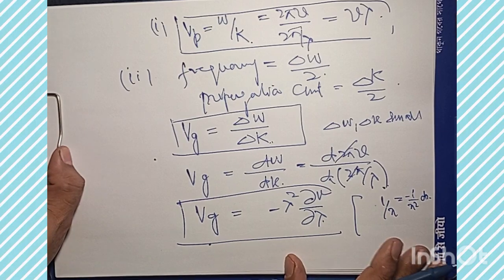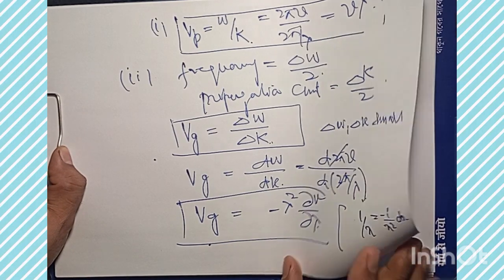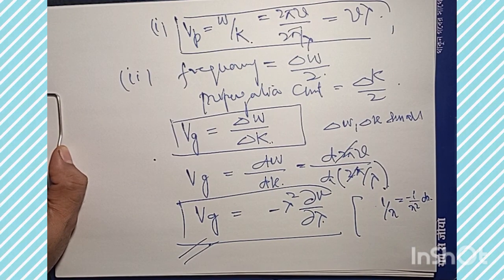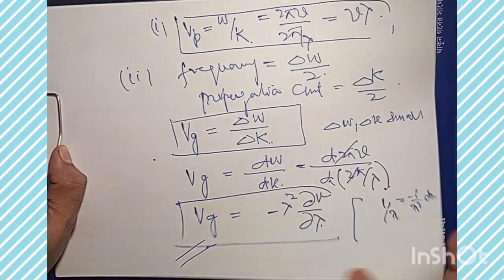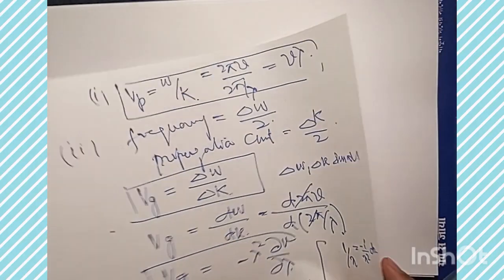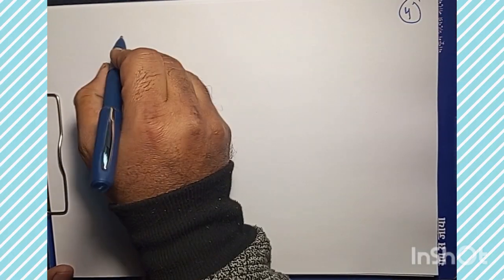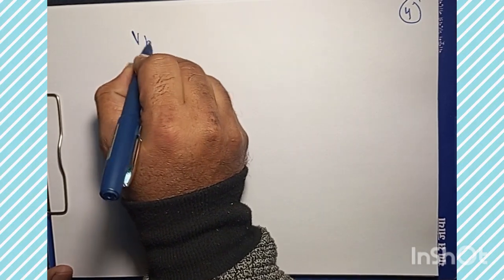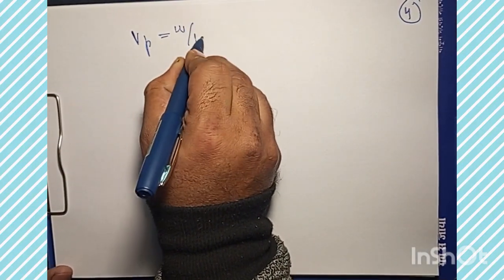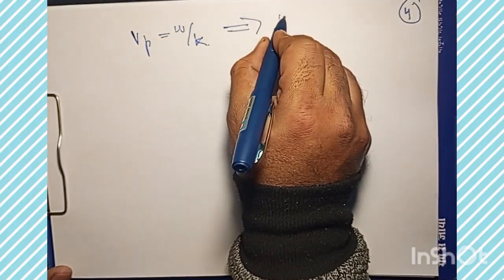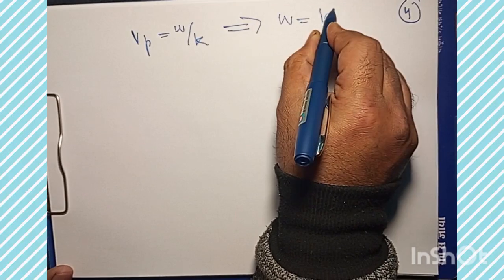Now proceeding from here with an intention to obtain the relation between this group velocity and phase velocity, let's move on to obtain that relation. What should we do here is start with the definition of phase velocity, which is omega by k. So what does it mean? It means that omega is simply k vp.